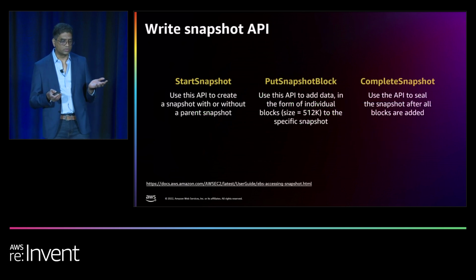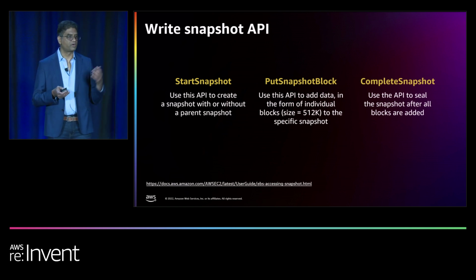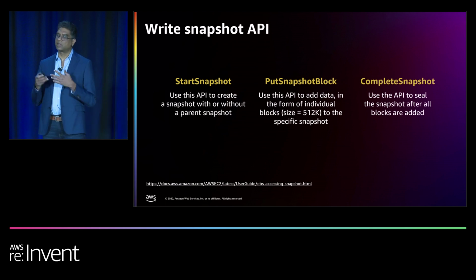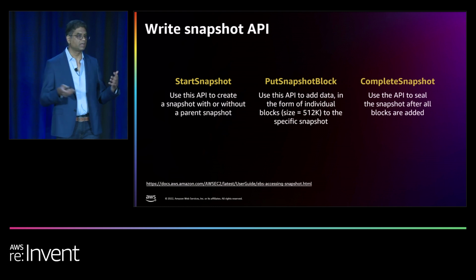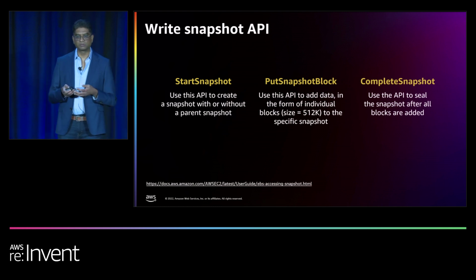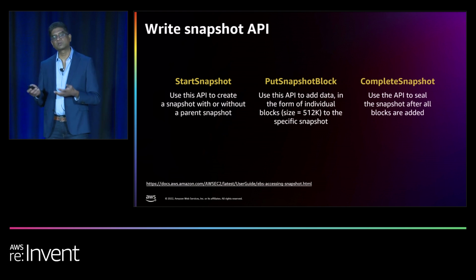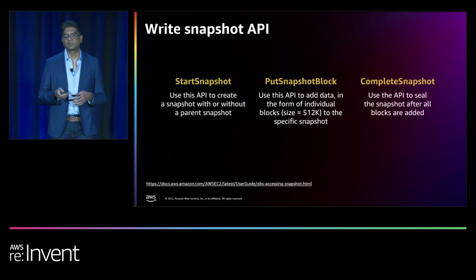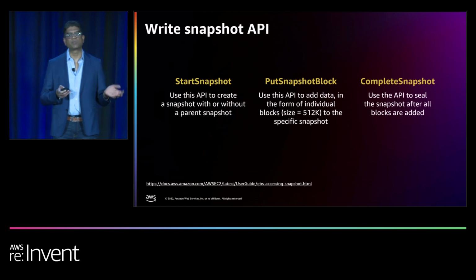Let me walk you through some of these APIs. On the write API front, we have three APIs. If you wanted to bring the data in, you need to start with StartSnapshot. You can specify either a parent snapshot ID, or null if that's the first snapshot in a lineage. Once you've started the snapshot, you can then copy block by block by uploading that data through the PutSnapshotBlock API. The maximum block size is 512K. Once you've uploaded all the blocks through PutSnapshotBlock, you can call CompleteSnapshot to complete the snapshot. So it's a pretty simple set of APIs to upload data from your on-premises environment to AWS.